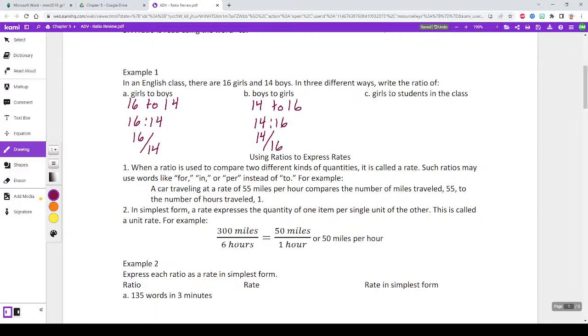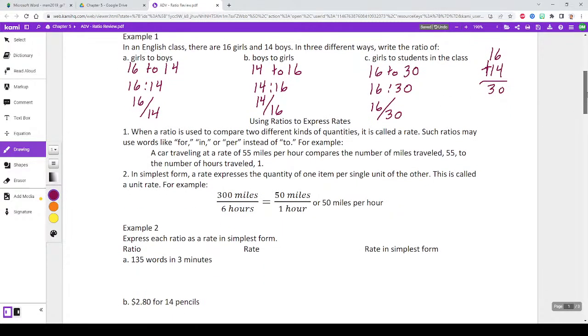Or 14/16. Now, girls to the students in the class. The students in the class are 16 plus 14, because that's all the boys and girls in the class. 16 plus 14 is 30. So then the ratio would be girls are 16 to 30, which can be written as 16:30, which can be written as 16/30.